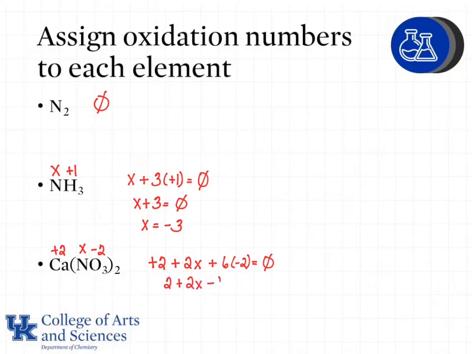We can simplify this to 2 plus 2x minus 12 equal to 0, 2x minus 10 equals 0, 2x equals 10, and x equals 5. So the oxidation number of nitrogen in this compound is +5. Note that in each of these examples, nitrogen has a different oxidation number.